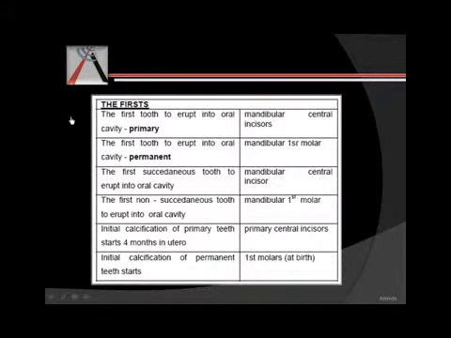Then we talk about the firsts. In that we have the first tooth to erupt in the oral cavity. We have the first primary tooth, the central incisors, while the first permanent tooth is the first molars. When we say first succedaneous tooth, be very careful about these terms. First tooth, first tooth, first tooth. But first succedaneous tooth, mandibular central incisor.